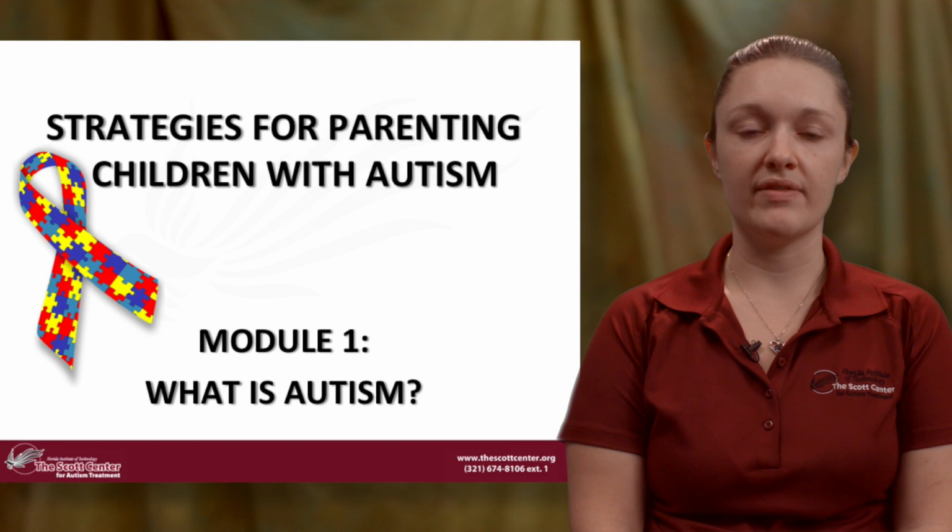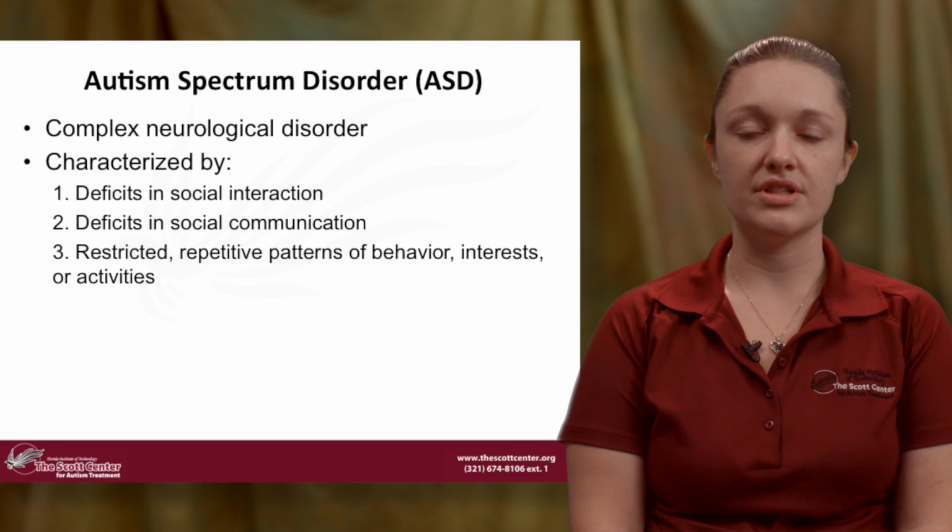In the first module of our parent training series, Strategies for Parenting Children with Autism, we will discuss what autism symptoms are, the causes, and treatments, and what we know thus far about this complex condition. Autism spectrum disorder, also referred to as ASD, is a complex neurological and developmental disorder that affects individuals diagnosed in 3 different domains. These are deficits in social interaction, social communication, and excesses in restricted or repetitive patterns of behavior. We will talk about each of these 3 domains in further detail as the module proceeds.